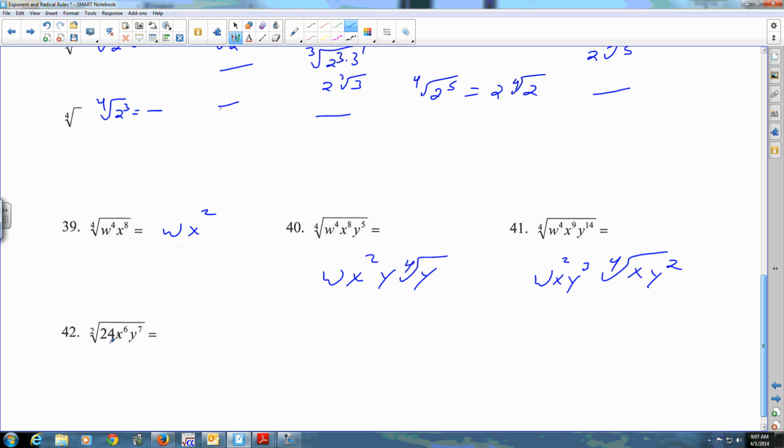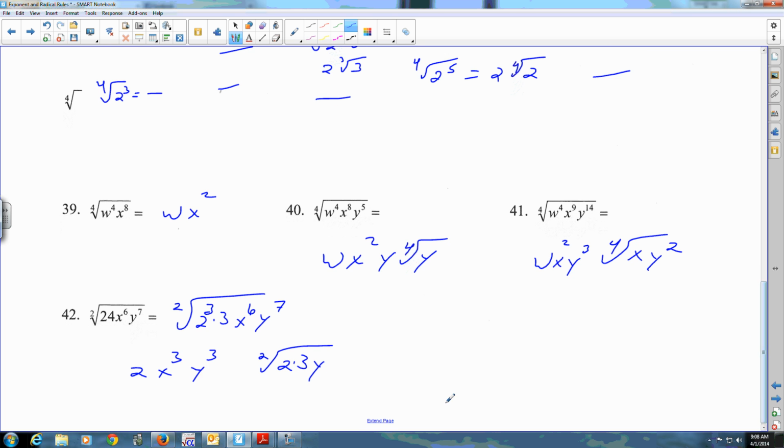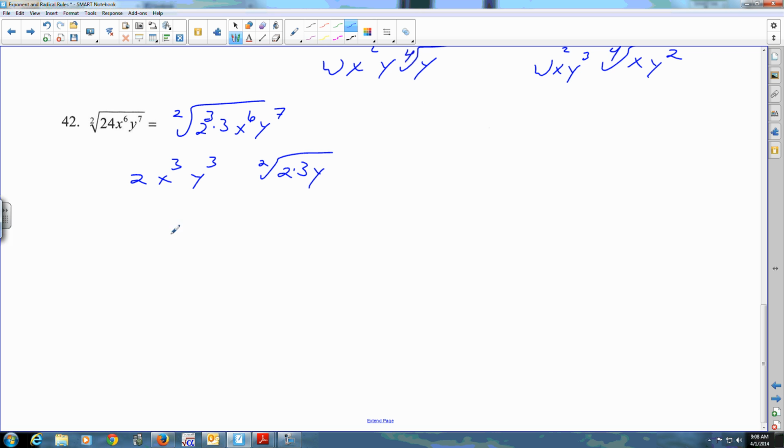All right. 24, you have to prime factor it. 24 was 2 cubed times 3, x to the 6th, y to the 7th. 2 goes into 3 once, with 1 left over. The 3 has to stay put. 2 goes into 6 3 times. 2 goes into 7 3 times, with 1 left over. So your final answer would be 2x cubed y cubed square root of 6y. It's square root, so I don't need to put the root there. It's optional. Okay?